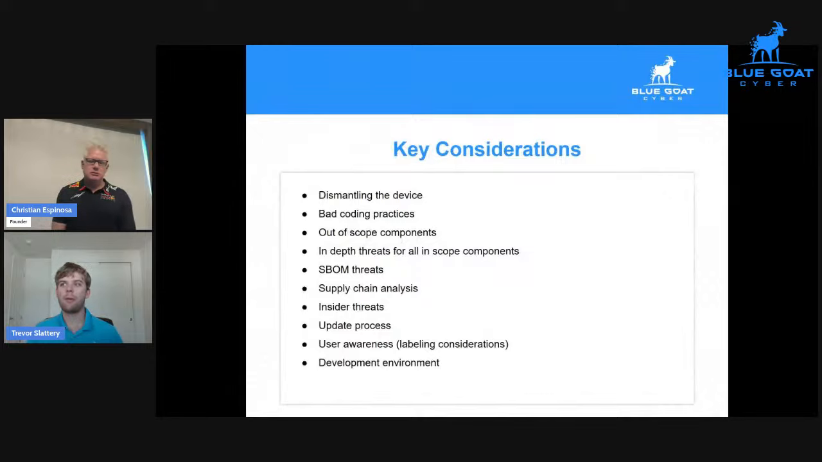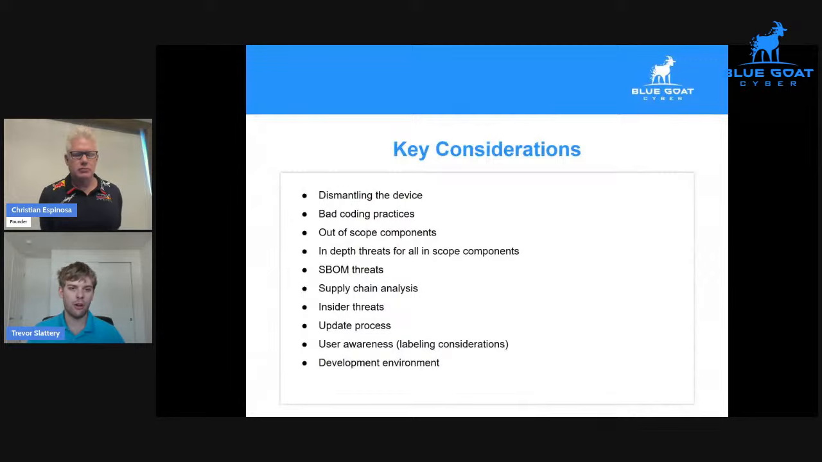So this is probably the area where we see the most back and forth on threat modeling, is some of the key considerations that oftentimes get missed. These are pretty high level. And of course, this is going to be just general stuff. Device specific things can always come up. But these are some of the things that we see most often as missed.